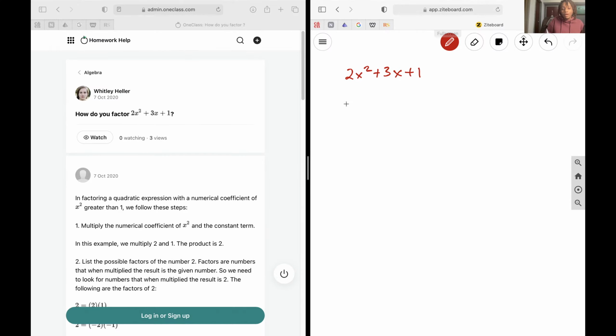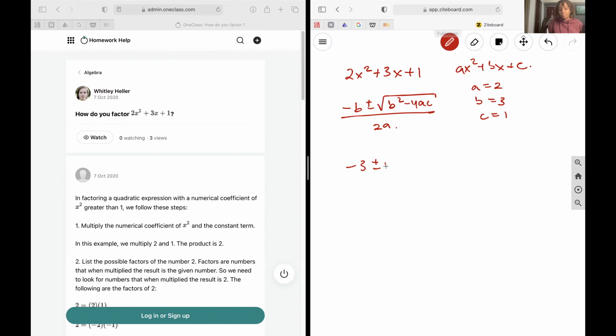So with the quadratic formula, I need to remember ax squared plus bx plus c. The quadratic formula states that x is negative b plus or minus the square root of b squared minus 4ac, and this is all going to be over 2a. So let's go ahead and plug in our values. I have a is equal to 2, b is equal to 3, and c is equal to 1. When I plug that all in, I get negative 3 plus or minus the square root of 9, because that's 3 squared, minus 4 times 2 times 1, and that's all going to be over 2 times 2, which is 4.